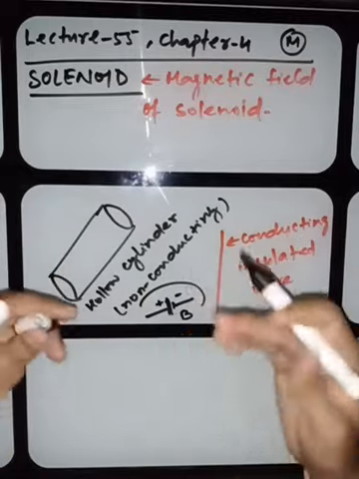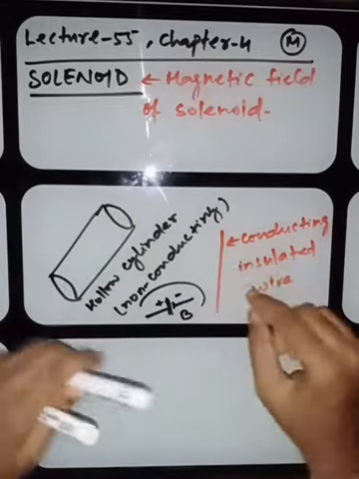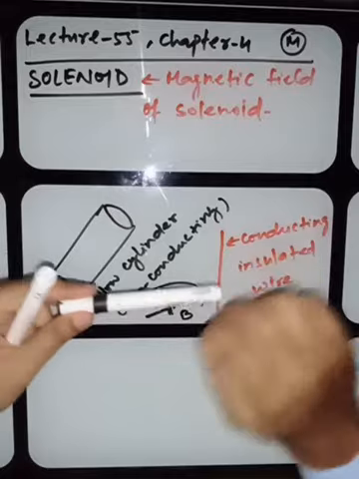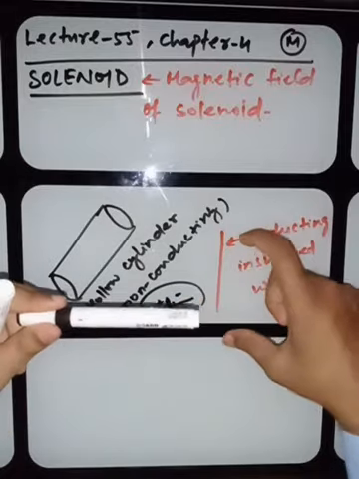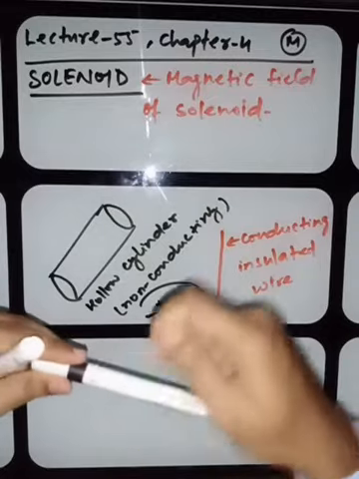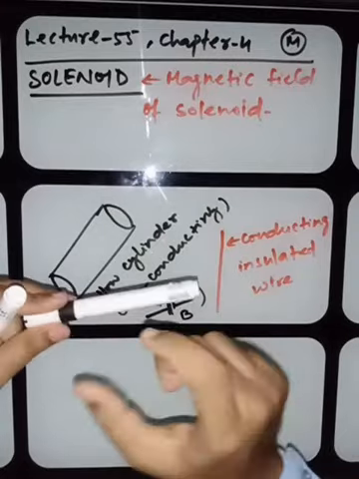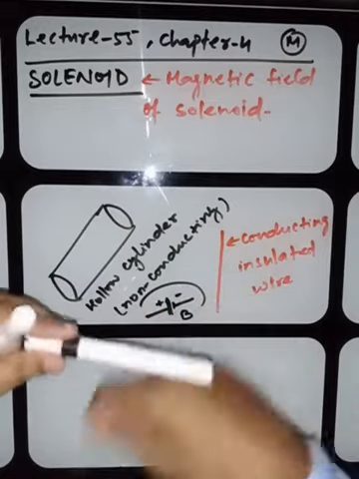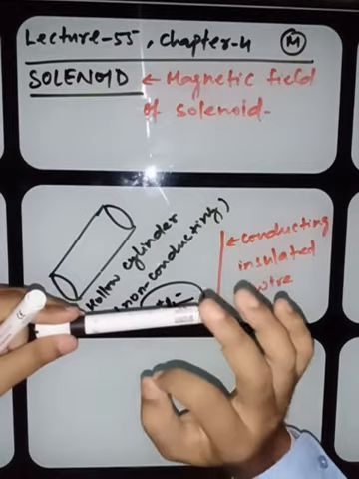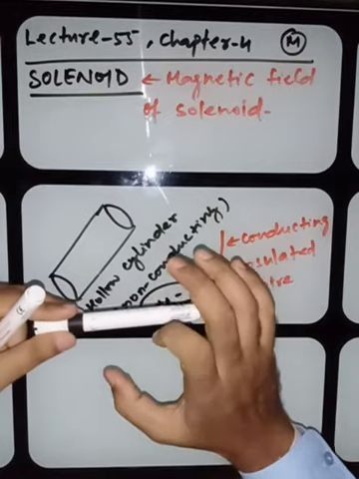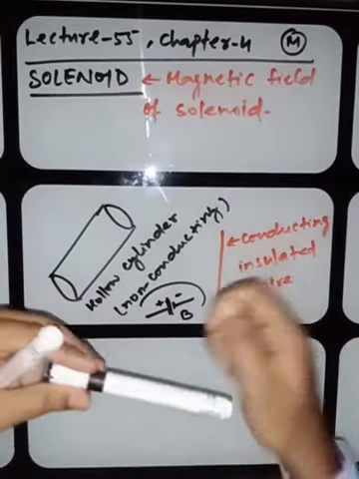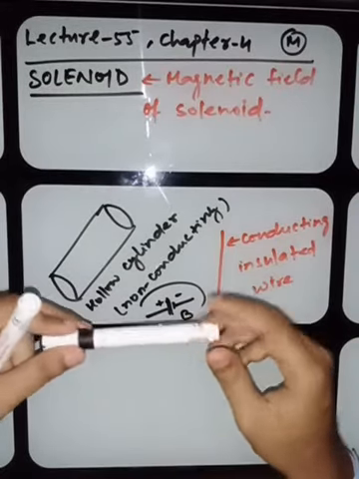Now how will we make a solenoid? Very simple. Take this wire, and suppose this is the cylinder, you just wind the wire with proper turns. Remember, the more closely spaced the turns are, the more ideal the solenoid will be. So try to wind it tightly, not loosely.